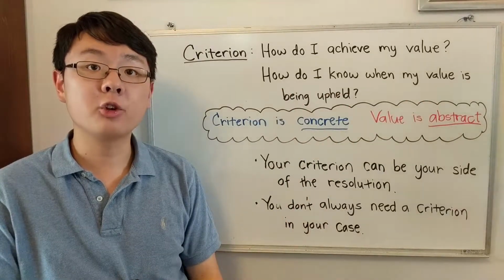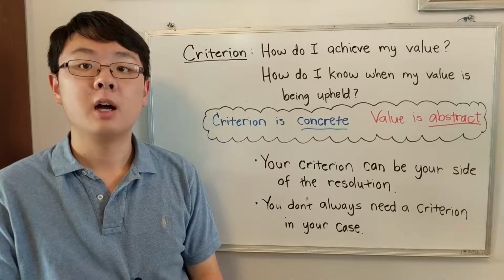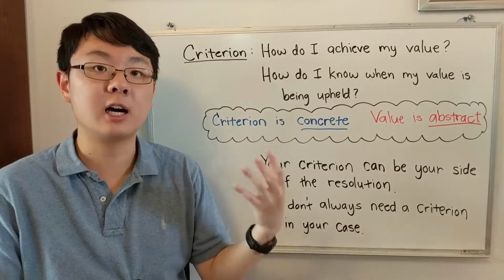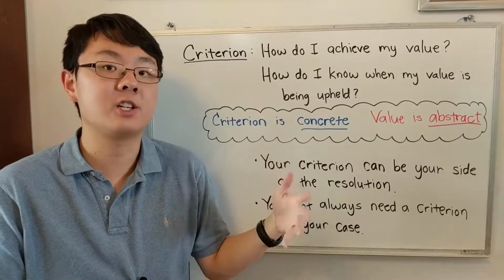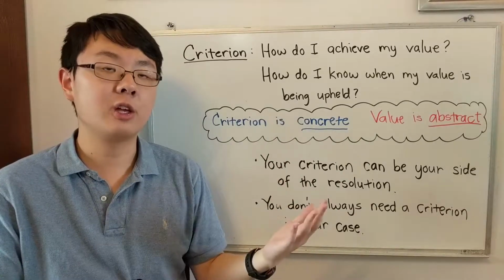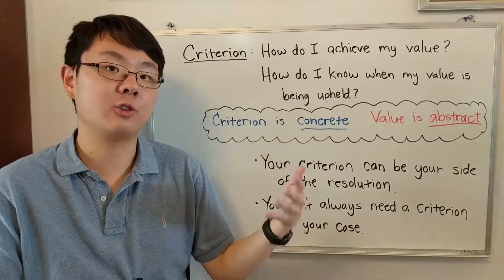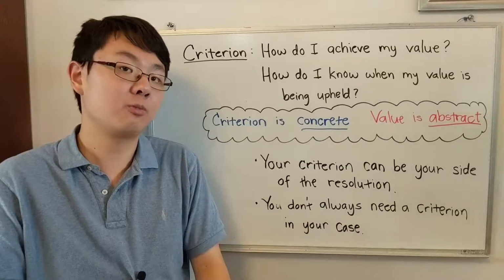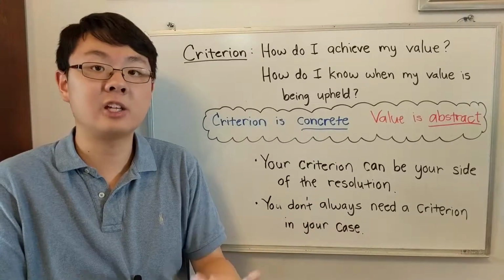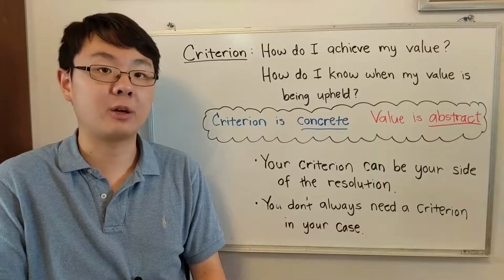Your criterion can also be your side of the resolution. Sometimes this makes your case tighter and it's logical, because your side of the resolution is supposed to lead to your value anyway. But sometimes you need an extra element other than your side of the resolution. But you can say, like, my value is prosperity, my criterion is free trade. And that's perfectly fine and perfectly acceptable.